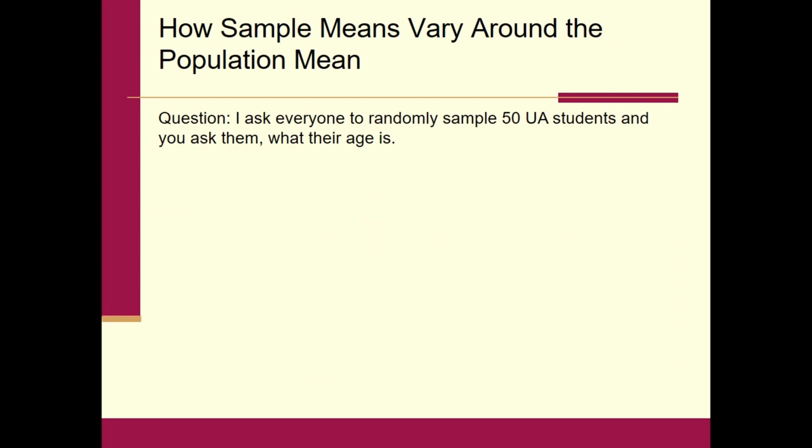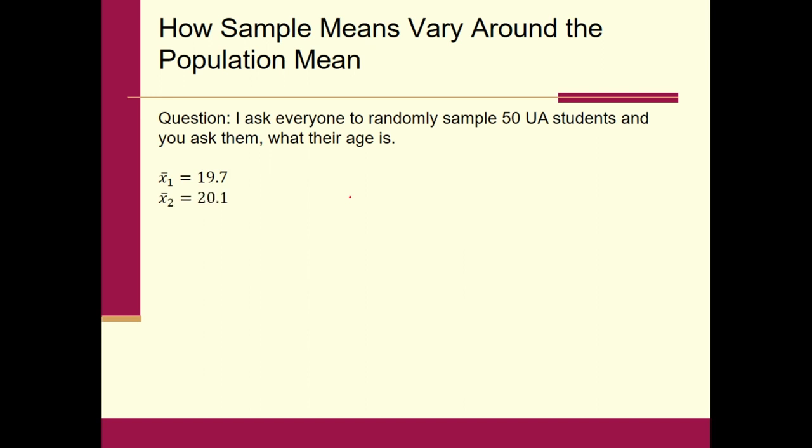So imagine this: you are sitting in class, and I ask everyone to randomly sample 50 students and ask them simply what their age is. Then I ask you to go ahead and calculate the sample mean for those 50 students. Notice what I've done here. I have X bar with a little subscript 1, which stands for the first student. The first student calculated X bar for the 50 students and came up with 19.7 for an average age. That was that student's sample mean.